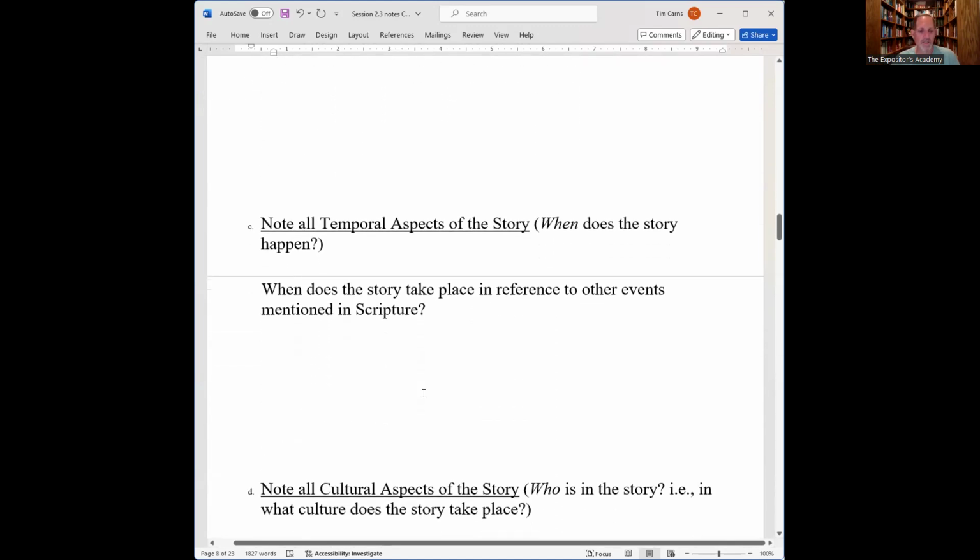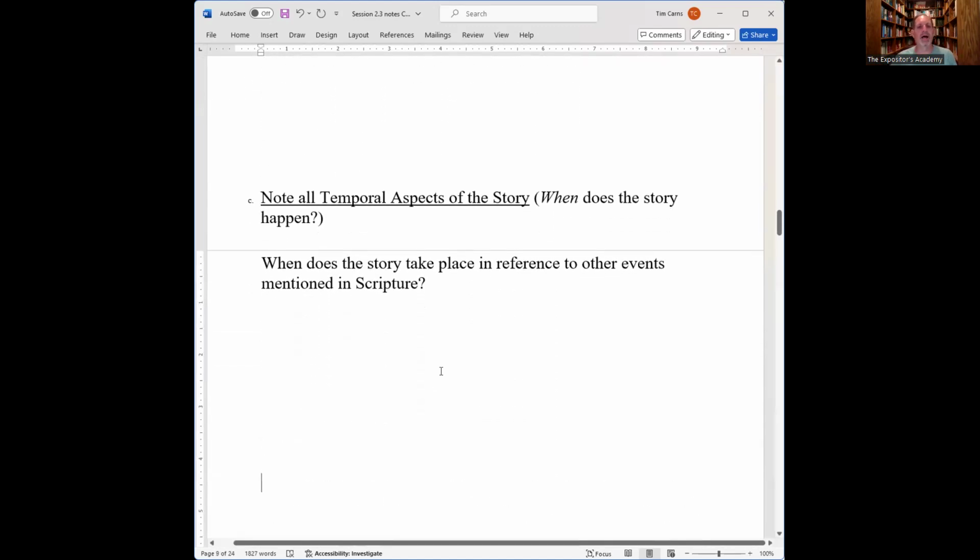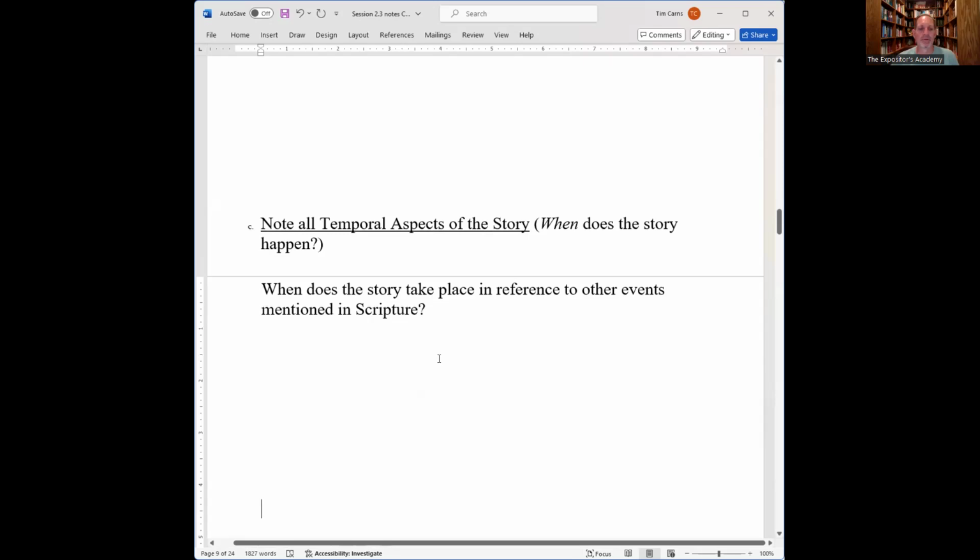And then next, the temporal aspects, that is time. When does this story take place? You won't be given a specific date from the story. Sometimes they do, but usually they don't. Sometimes they may tell you it was in the year of a particular king, but usually you won't get that. But you may get hints, like in Ruth, it took place in the time of the judges. Or in Jonah, knowing when Jonah was a prophet, which we can find out in 2 Kings, gives us an idea of when the story took place.